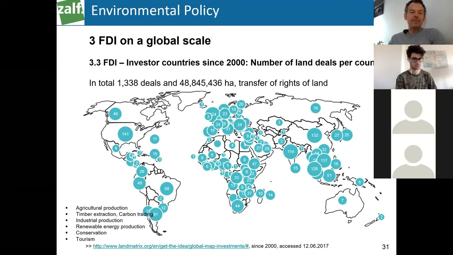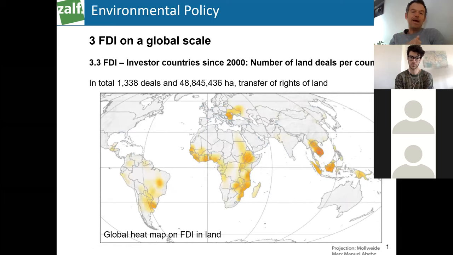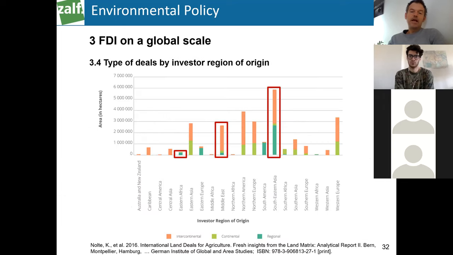If we look at those deals, just to look here since 2000, at the Land Matrix deals, you see the heat map showing where land investments are being targeted. You see rubber and palm oil in Southeast Asia, and you see Eastern Europe. The major hotspots are here Sub-Saharan Africa and West Africa and also Eastern Africa, and you see also South America. These are the typical hotspots of land issues.